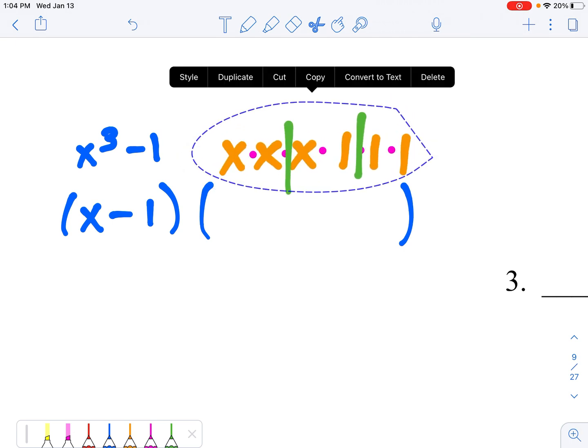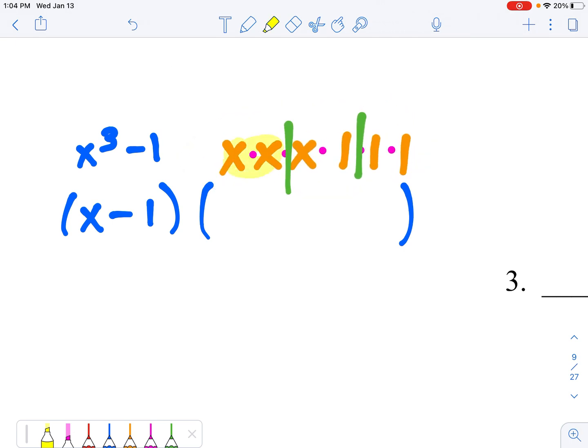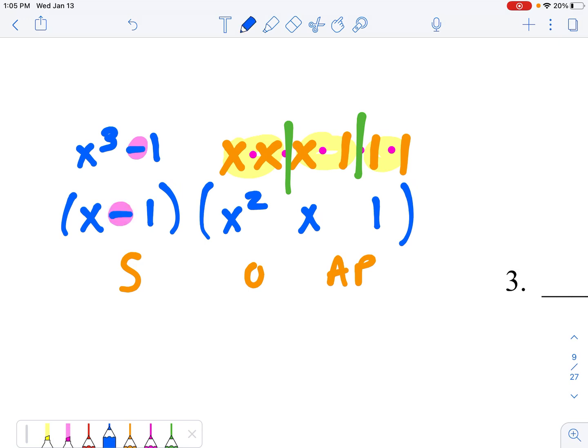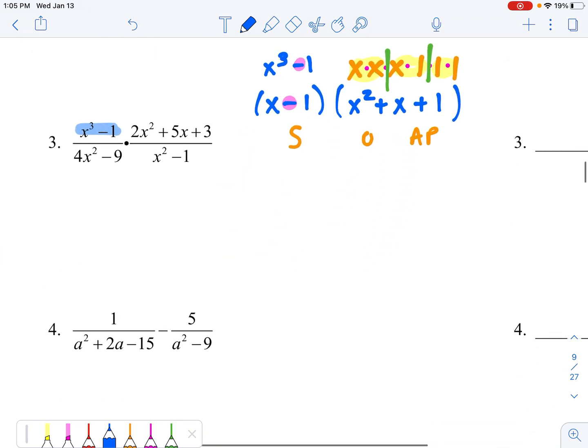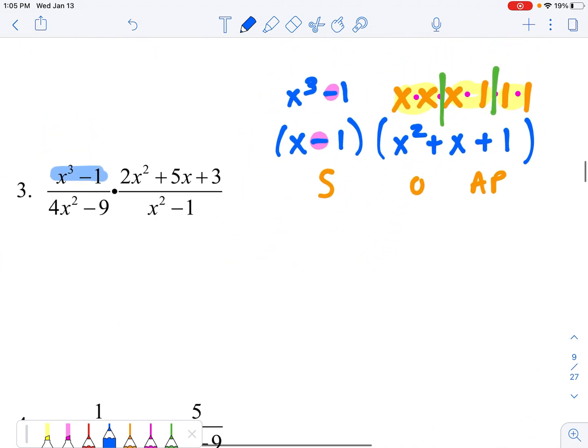So when I multiply them, I can multiply the first two. x times x is x squared. And when I multiply the second one, 1 times x is 1x. And then multiplying 1 times 1 is 1. And then remember your sign is SOAP. Same, and that means if this is negative, this is also negative. Then opposite would be a plus and always positive. So that is how we are going to factor the numerator here: x minus 1 times x squared plus x plus 1.